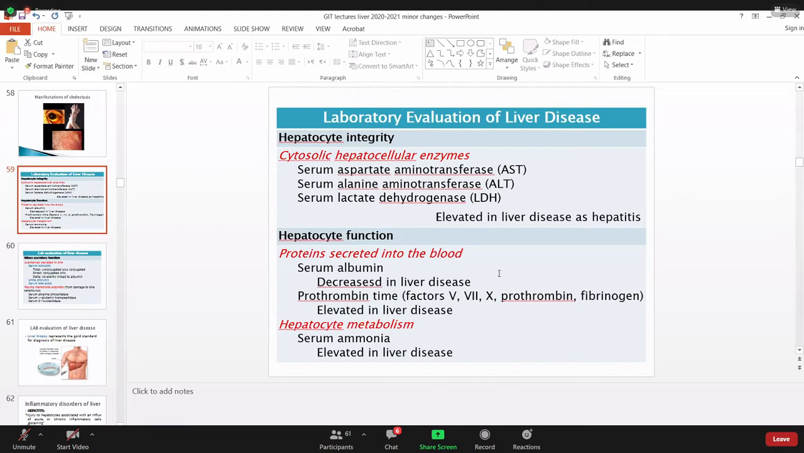synthesized in the liver. Hepatocyte metabolism, mainly ammonia, hyperammonemia, and we talked about hepatorenal syndrome and hepatic encephalopathy. So all of these are manifestations of the hepatic function, an increase or disruption of the hepatic function.